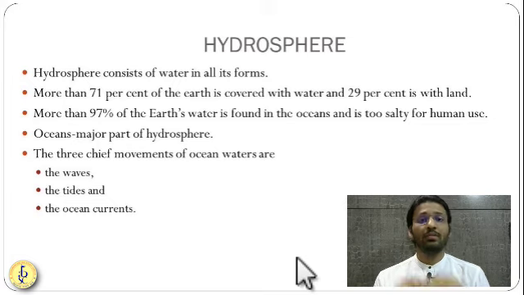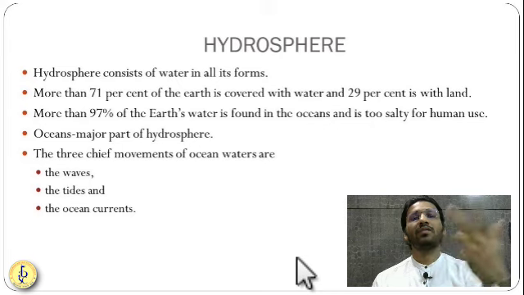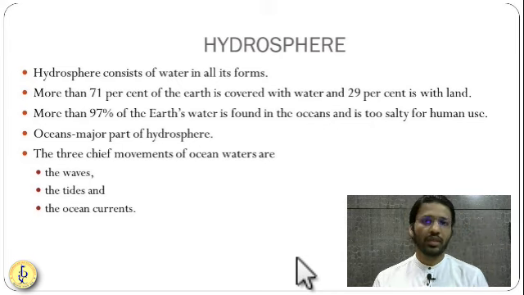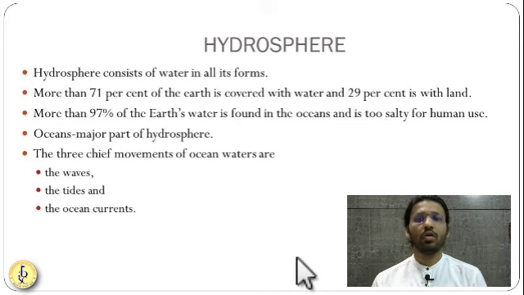So Earth is known as a blue planet, that we have seen in the first chapter, because 71% part of the Earth is occupied by the water. So water reflects blue color. So from the space, Earth looks blue. So that is why Earth is also known as a blue planet. 29% of the Earth is occupied by the land. So that is why here hydrosphere is very, very important.